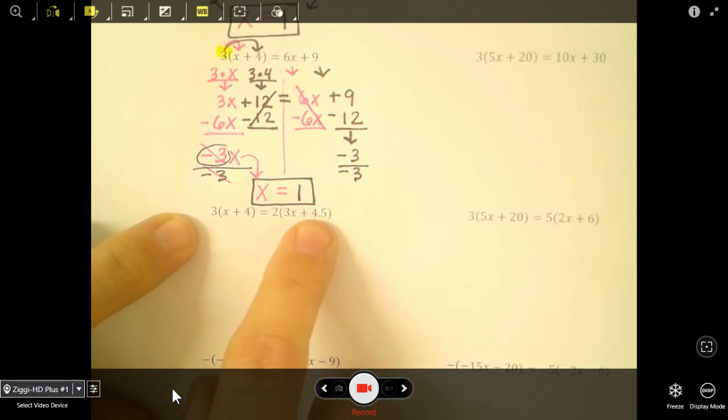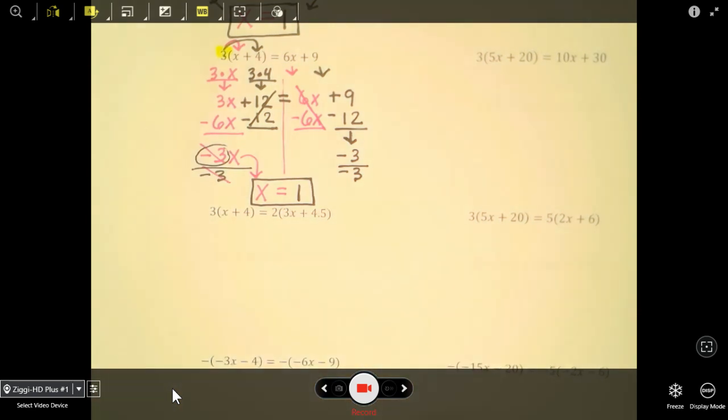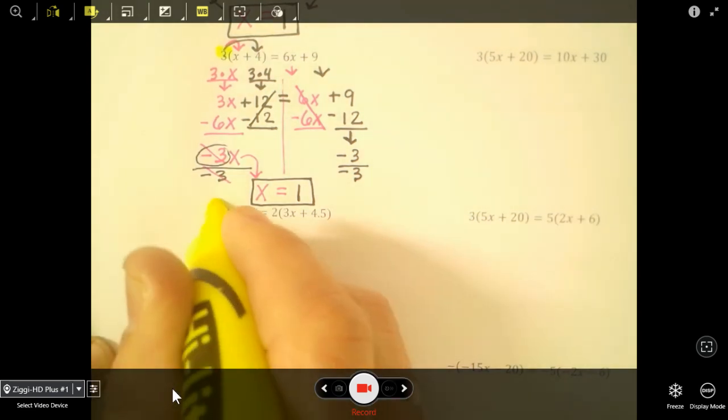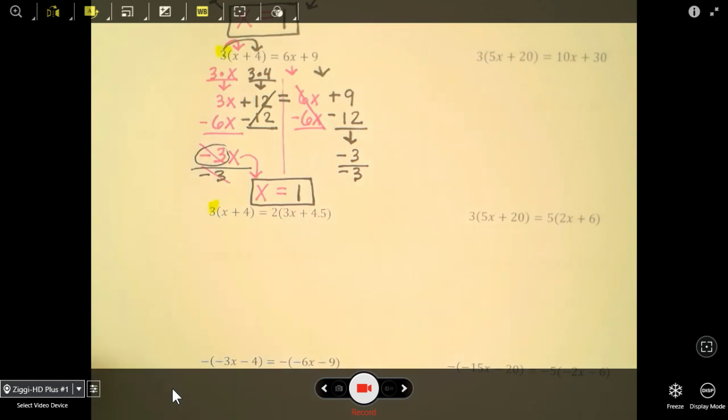But now, instead of it being 6x plus 9, we have to distribute this 2 to the 3x and to the 4.5. So let's go ahead and do that. So first, we're always going to start this problem by distributing that number that is in front of the parenthesis. And in this case, we'll have to do it 2 times. So let's go ahead and do that.